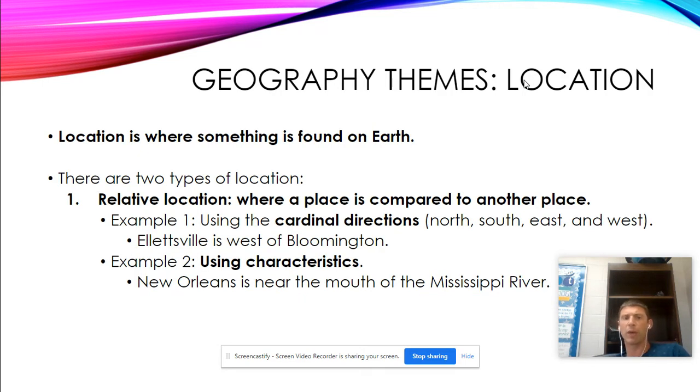So we're first going to start with location, and that's where something is found on the Earth. Now, there are 2 types of location. There is relative location, which is saying that you're north, south, east, or west, or using characteristics. A lot of you, if you gave me directions to your house, might tell me to turn at the gas station, or use street names even to some degree, but maybe not give me your exact address. I guess that would still be more of a relative location.